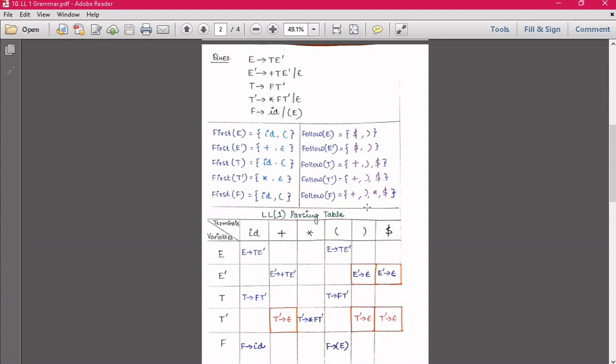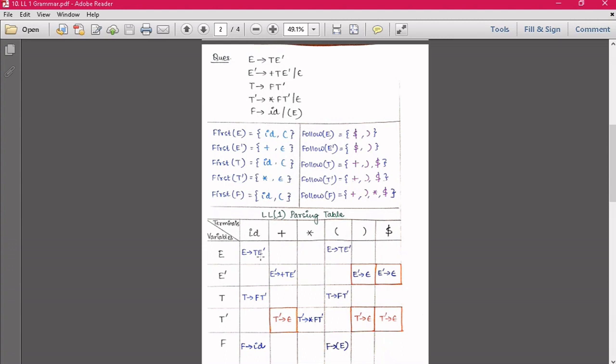So you will pick E producing what? TE dash. So you will find out the first of this T. First of T is what? id and this starting bracket. So what you will do is map this production wherever the first of T is there. So first of T is id and this bracket. So this production E produces TE dash will be mapped here as well as here, because these two terminals are the first of T, right?